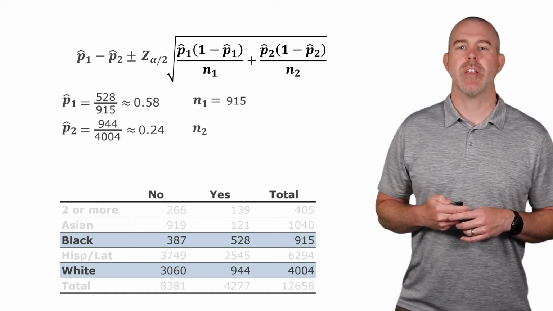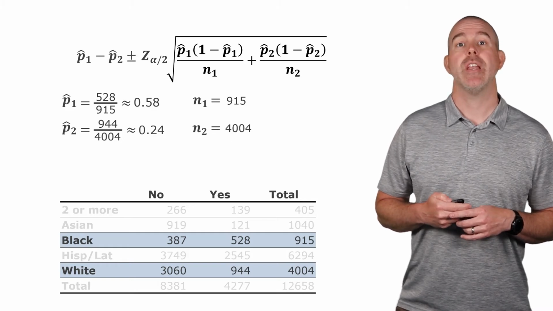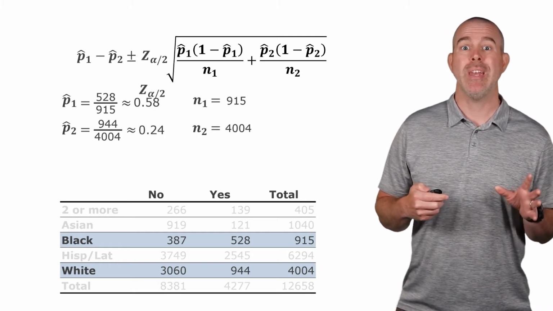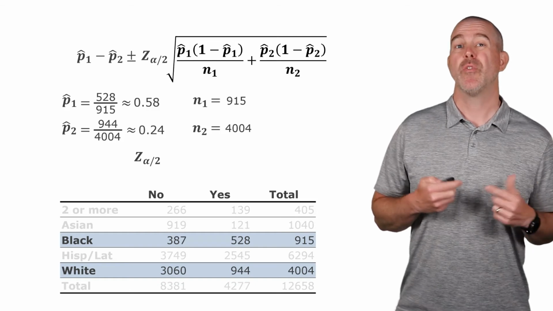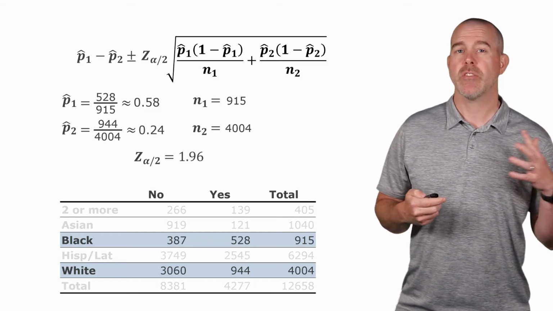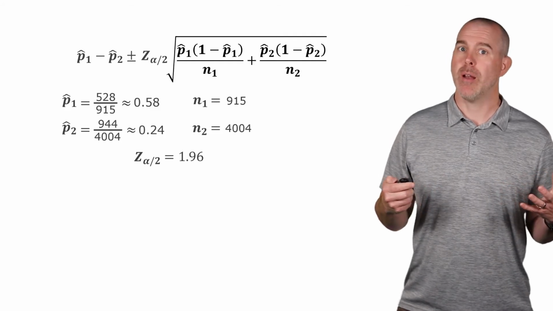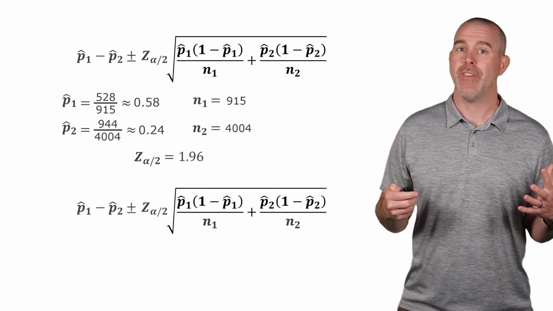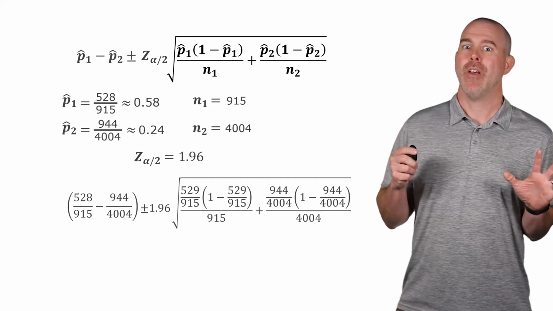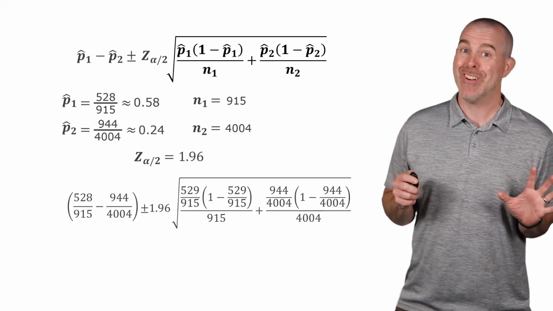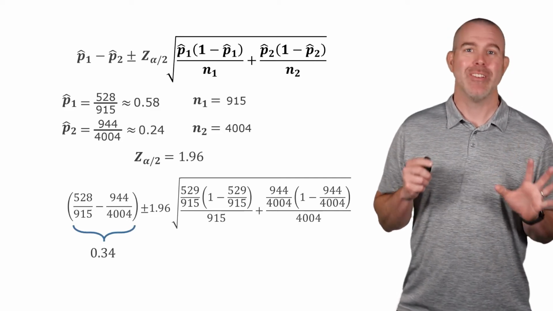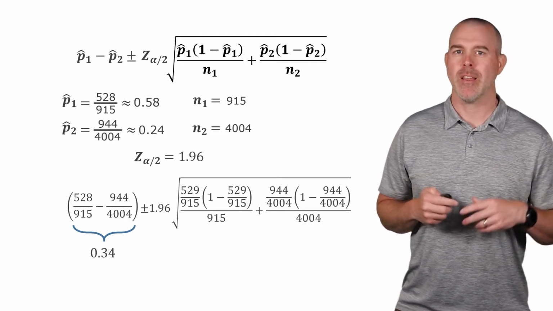And 2, the sample size for white students is about 4,004. Okay, and then we need a z alpha over 2 for a 95% confidence interval. That's our old friend 1.96. Okay, we got to plug all this stuff into our formula. So, whoa, it gets a little crazy. But use a calculator, type these things in on a computer or whatever.